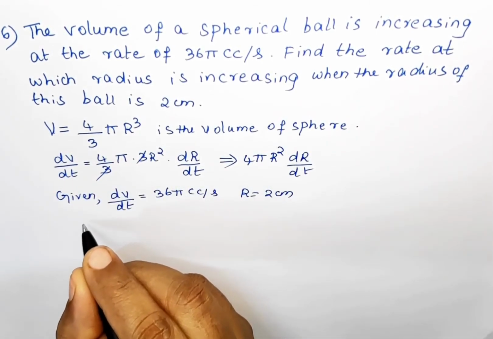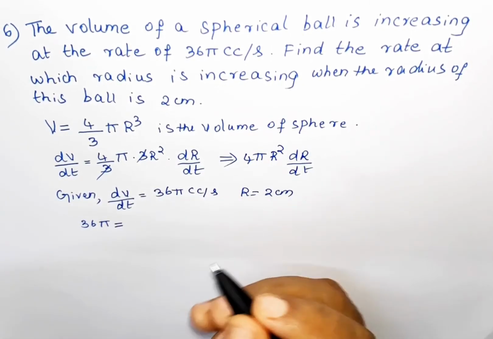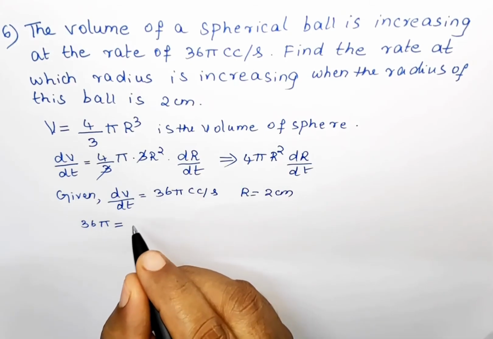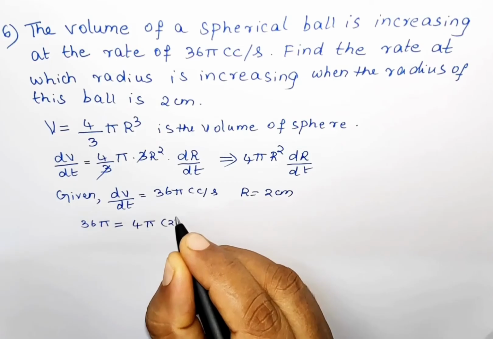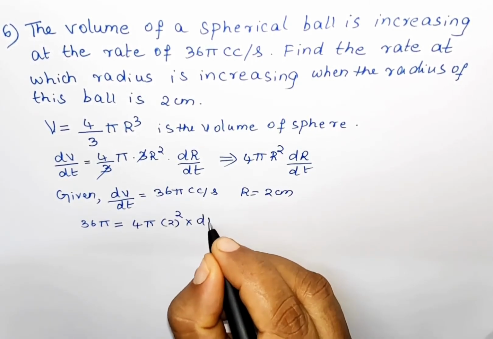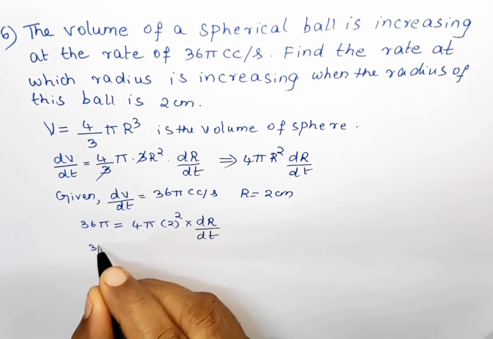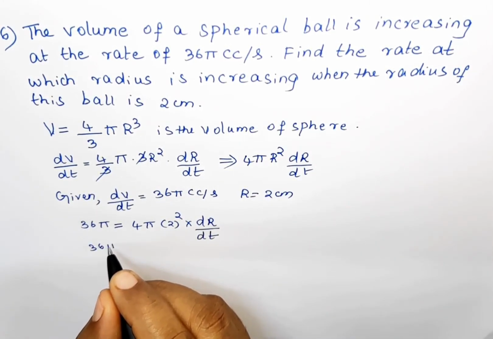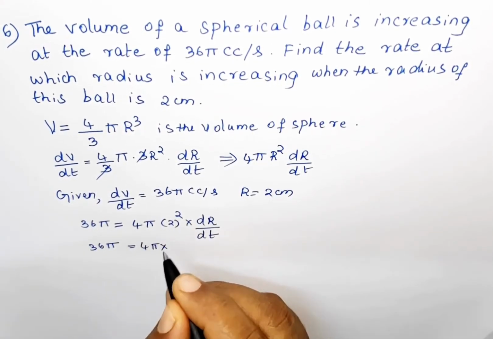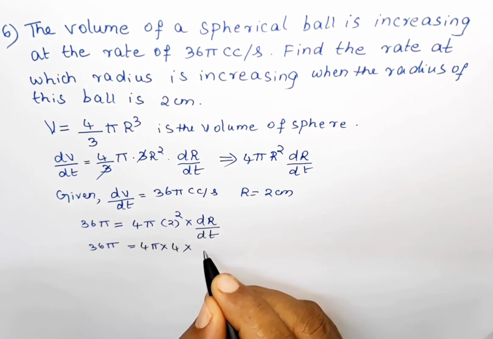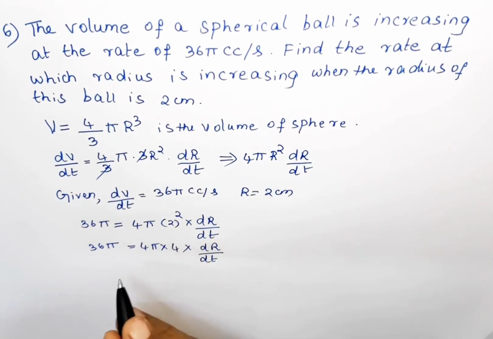Now in the place of dV by dt, we can substitute 36 pi. So 36 pi is equal to 4 pi r square. In place of r, we substitute 2 square because the radius is 2, into dr by dt. That is 36 pi is equal to 4 pi into 4, 2 square is 4, into dr by dt. 4 pi into 4 is 16 pi.